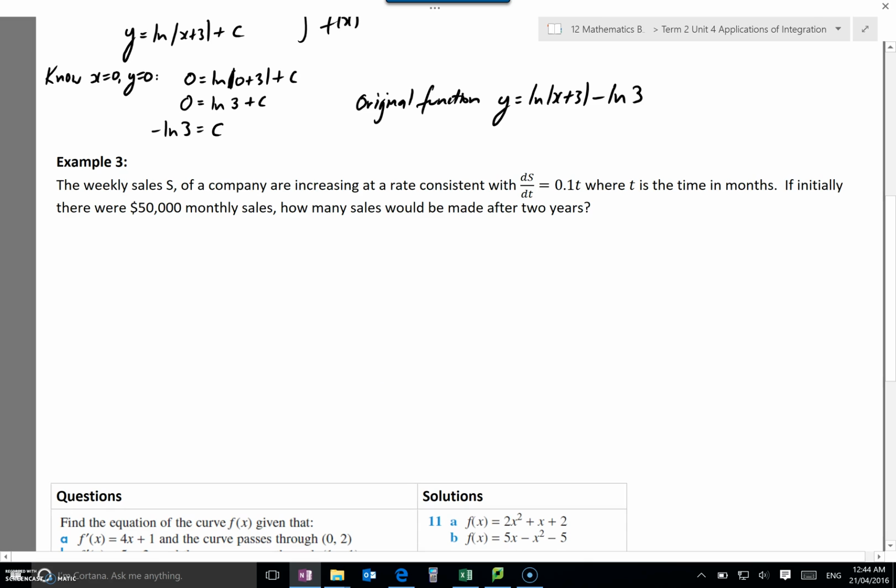Okay, so the weekly sales S of a company are increasing at some rate according to this formula, ds/dt equals 0.1t, where t is the time in months. And if initially there were 50,000 monthly sales, how many sales will be made after 2 years?